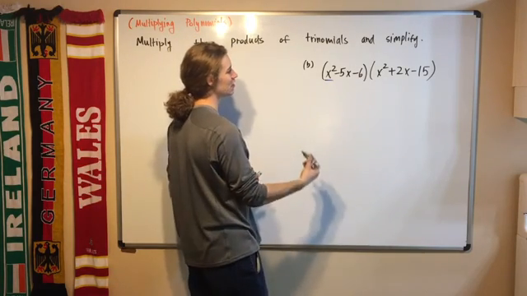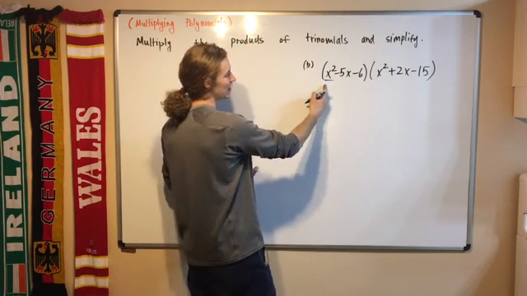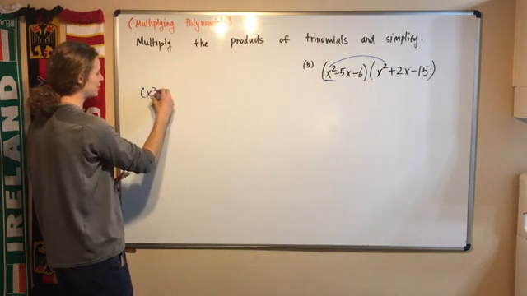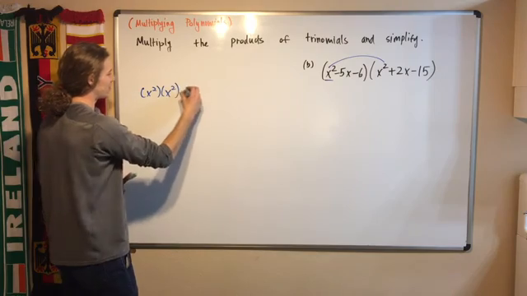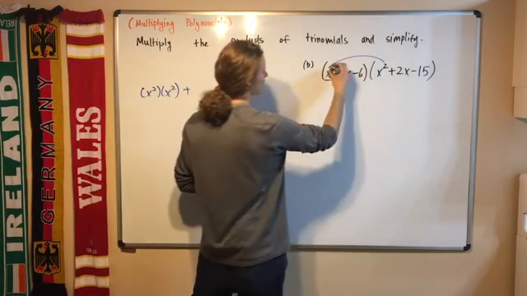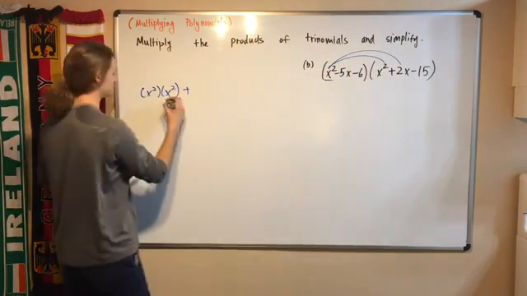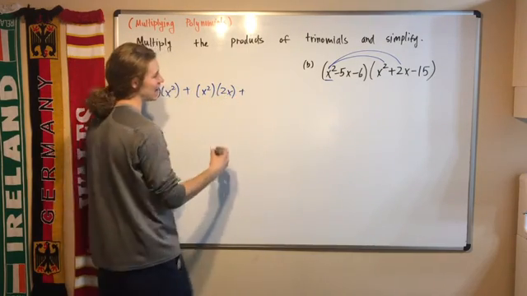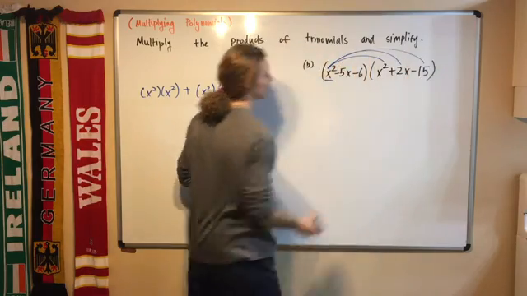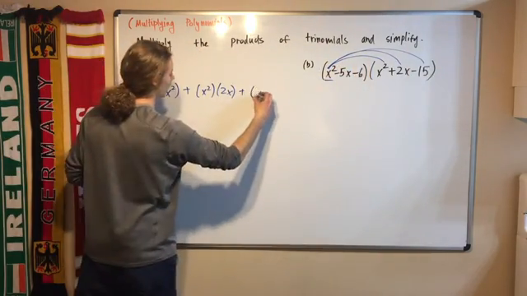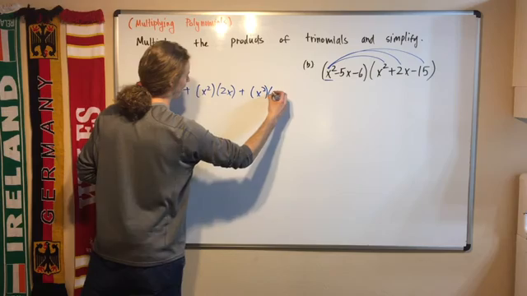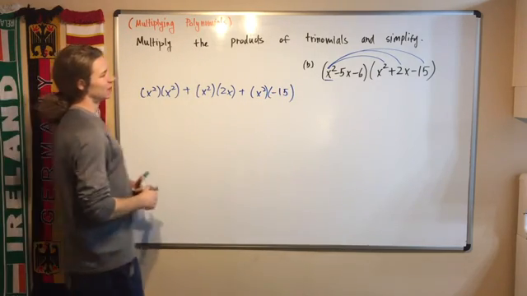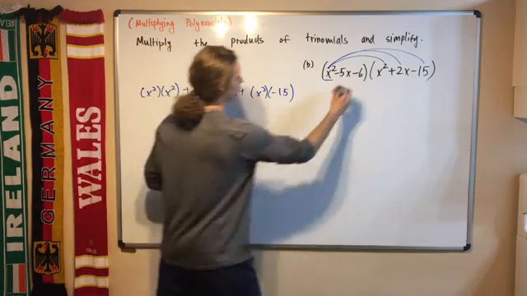So the first thing I'll do is I'll multiply x squared times x squared. I'm going to write these as I go. So this is x squared times x squared. I'm going to add to that x squared times 2x. And I'm going to add to that x squared times negative 15. Great. Go on to my next term, negative 5x.